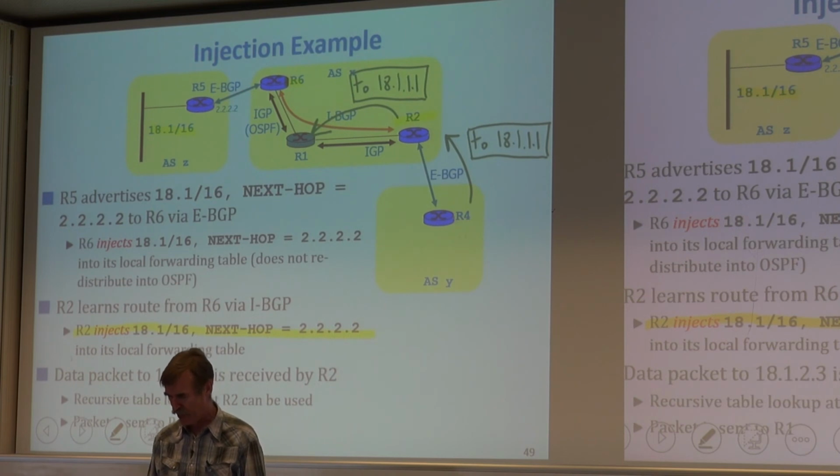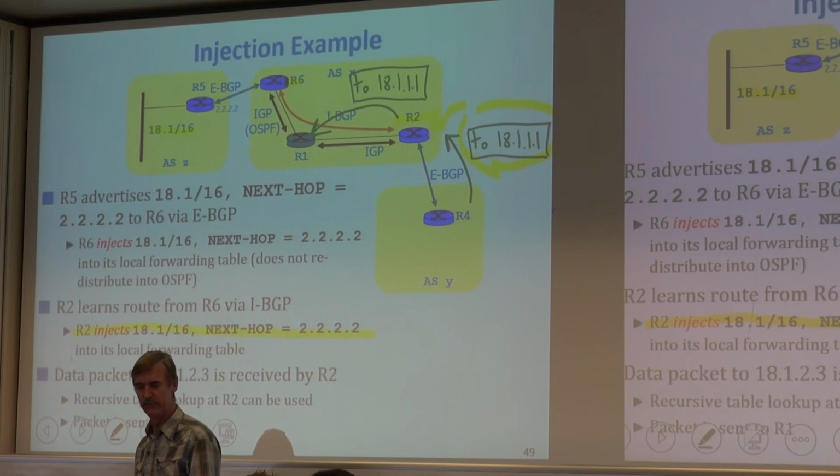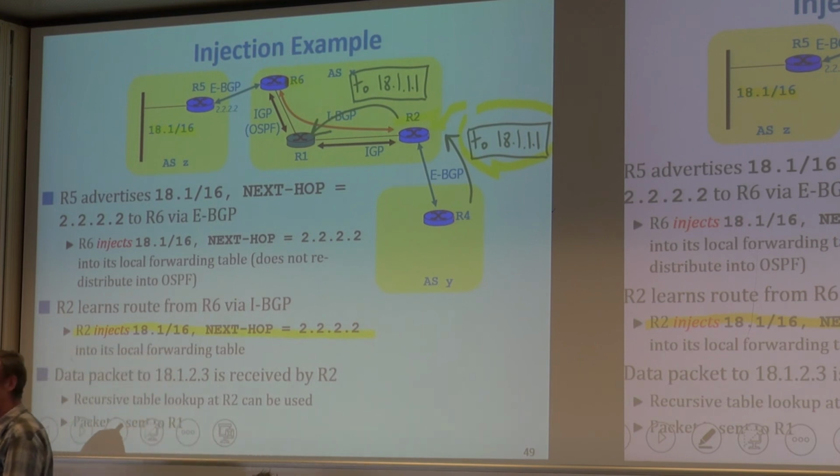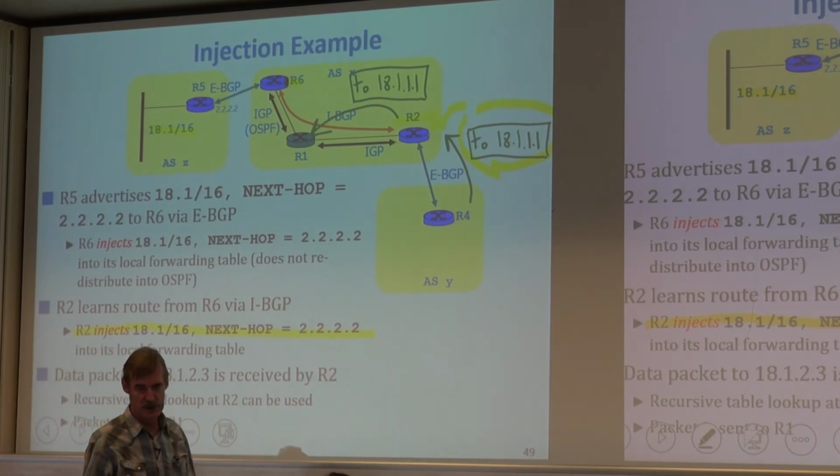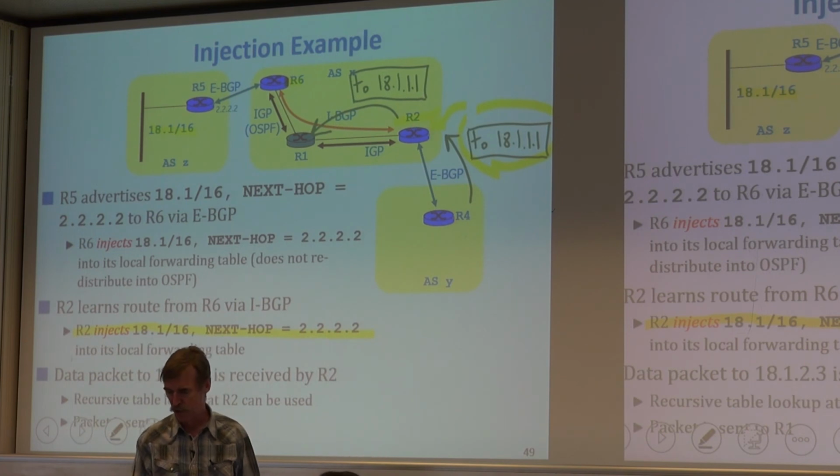Then let's assume a packet comes. A packet to 18.1. something. Here it's 111. Okay. Let's take this packet. When it arrives at R2, what will R2 do? R2 will say, oh, recursive table lookup, I need to send it to 2222. How do I go to 2222? That's easy, because 2222 is an internal address for me, so I know how to go, and the shortest path goes to R1. The packet is sent to R1.